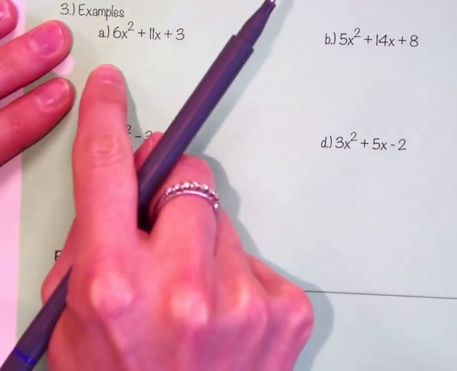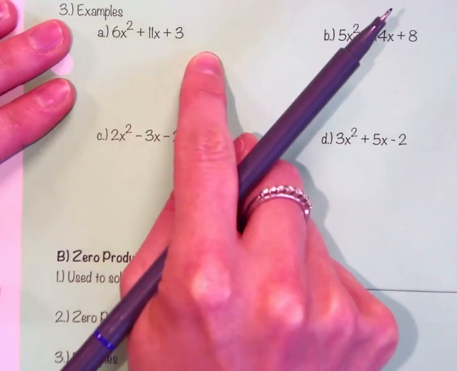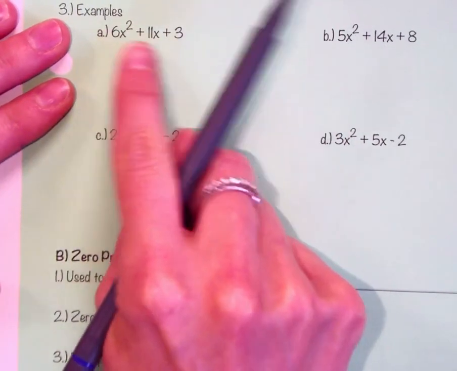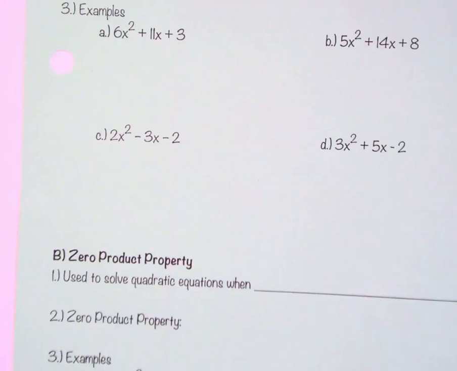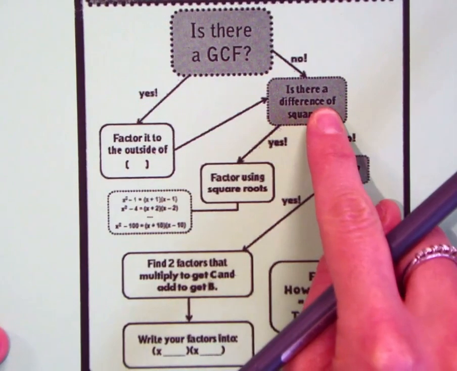So here is what I see. 6x squared plus 11x plus 3. There's not a greatest common factor. My coefficients are 6, 11, and 3. I can't take something out of all 3 of those terms. So on this flow chart, I'd follow the no.